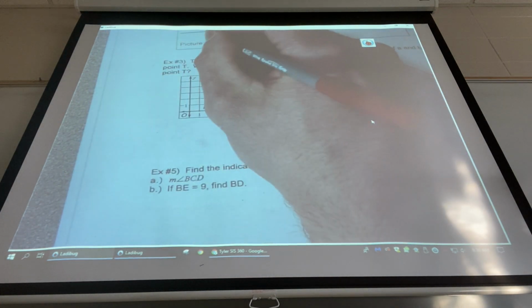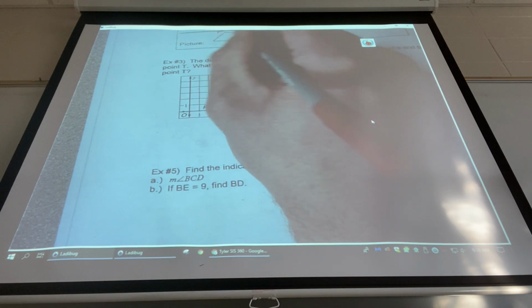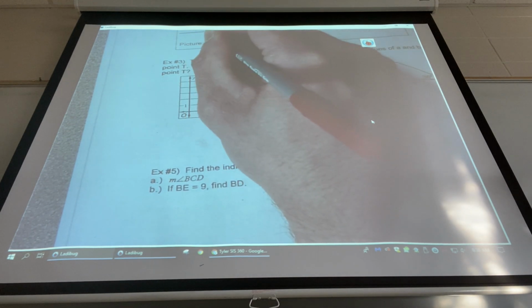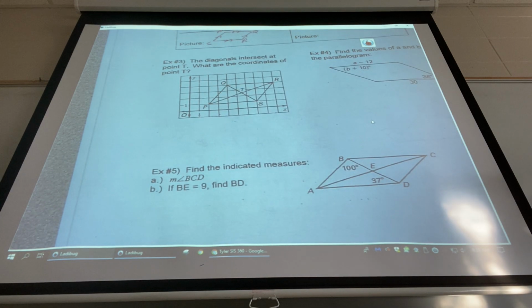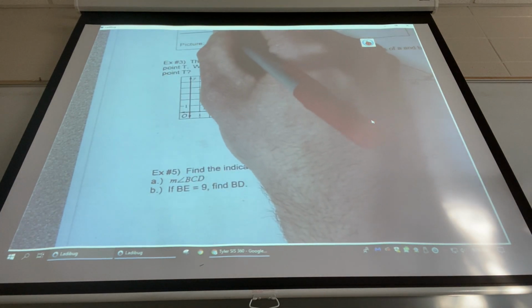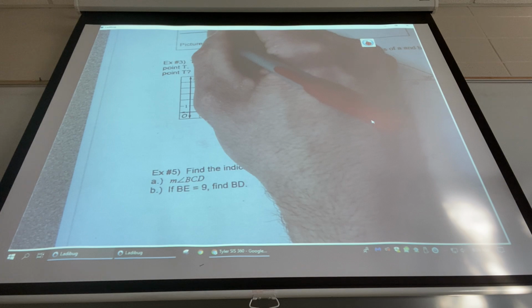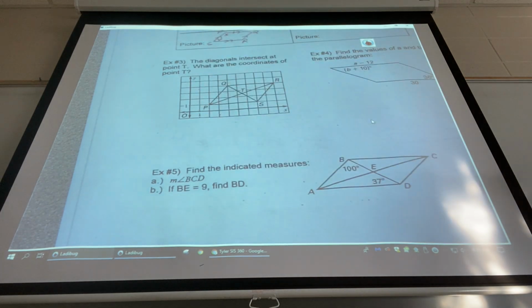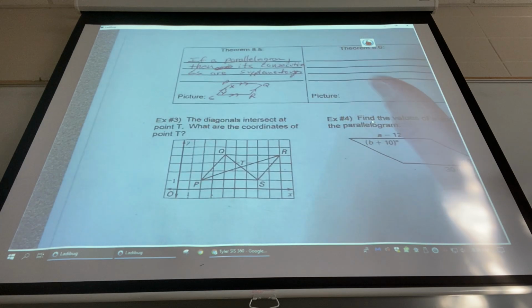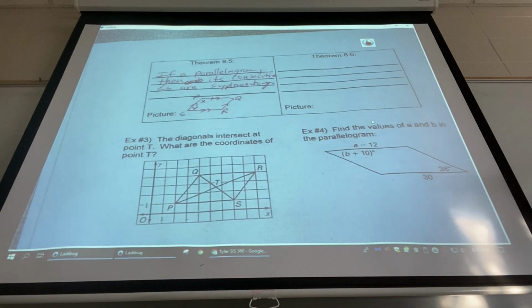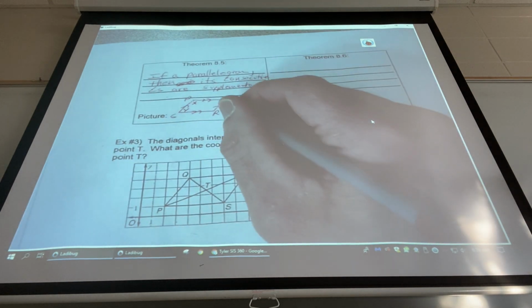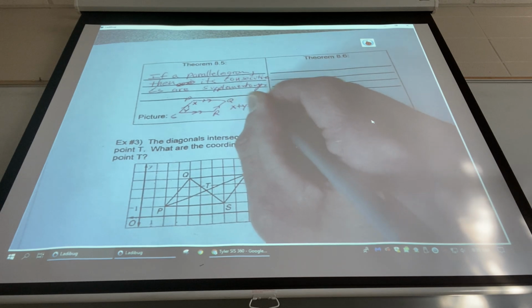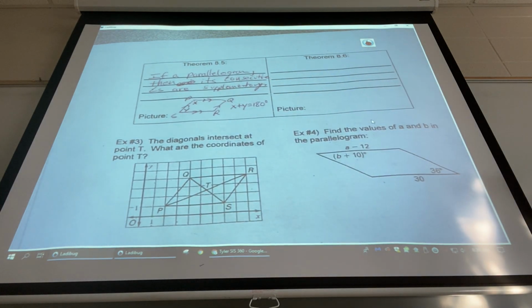Just draw a quick picture here: P, Q, R, S. Then draw in your parallel lines, and put an X at angle P and then Y. If a parallelogram, then its consecutive angles are supplementary. So what do we know about X and Y? They equal 180. Pretty cool, huh? All right, let's jump into the last relationship.